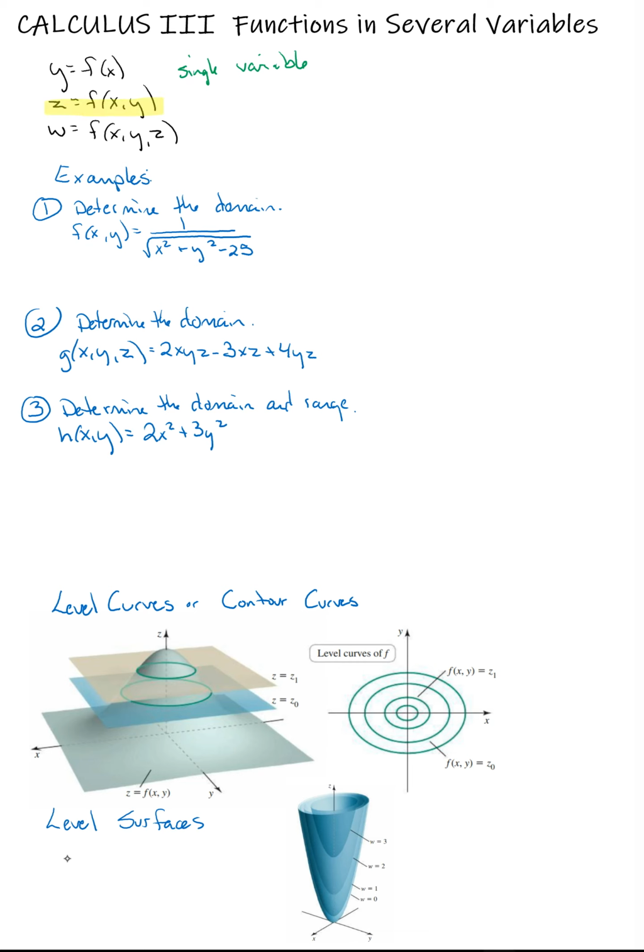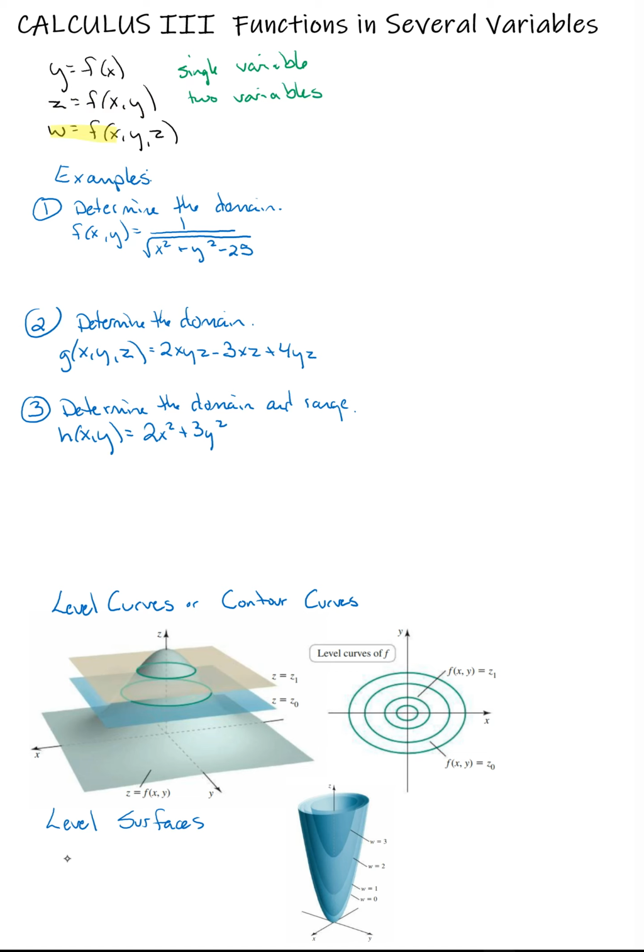Looking at this next one, z is equal to f of x, y. In this case, this would be a function in two variables. And the idea here is that we have two independent variables, x and y. Z is called the dependent variable in this situation.